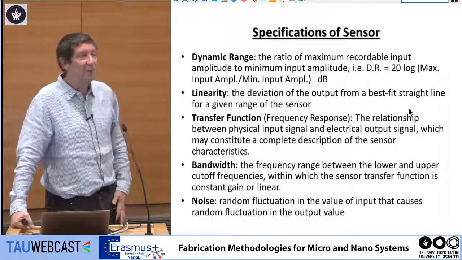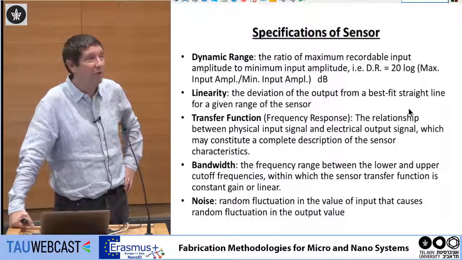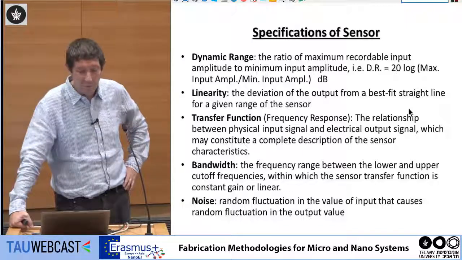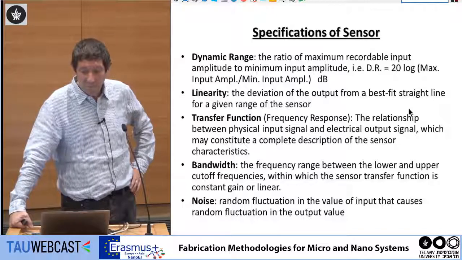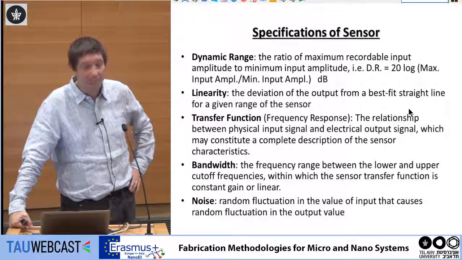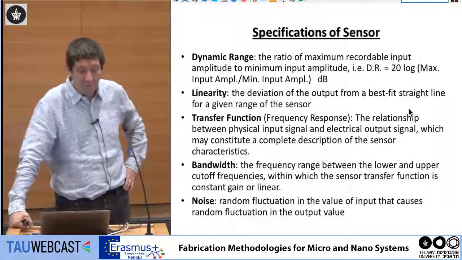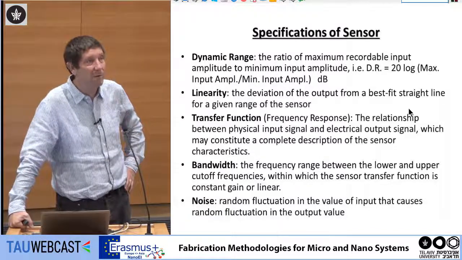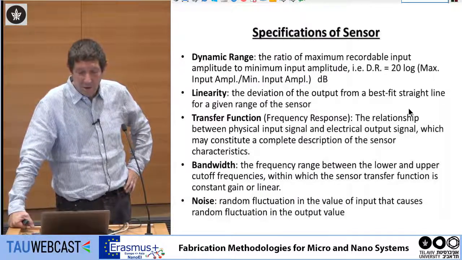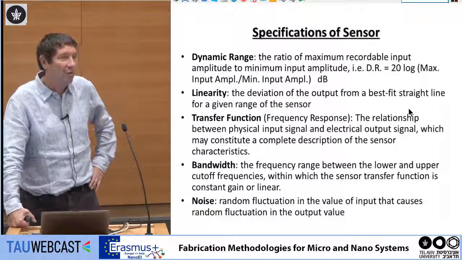So how do you specify a sensor? This is a little bit electrical engineering. First, it's the dynamic range, which is the ratio of the maximum recordable input to the minimum one. In many cases, you define it in decibels, which is 20 times the log of the maximum input amplitude versus the minimum input amplitude. This is the dynamic range. It's usually given in dBs, but you can also give it as an absolute value.